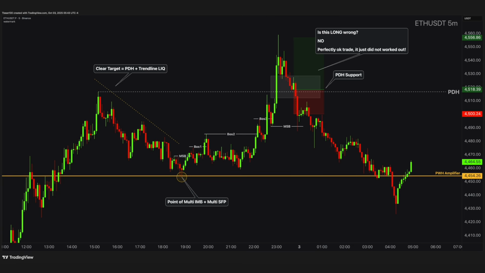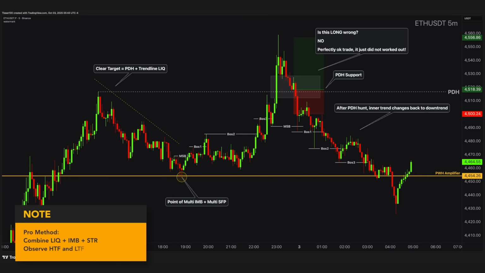The inner structure actually flipped again, this time shifting into a downtrend. Take a look at it. You can see a market structure break followed by several more breaks heading downwards. So overall, what we did here was combine liquidity, imbalances, and the structure together using both high and low time frames to find the best possible trade setups available for us.